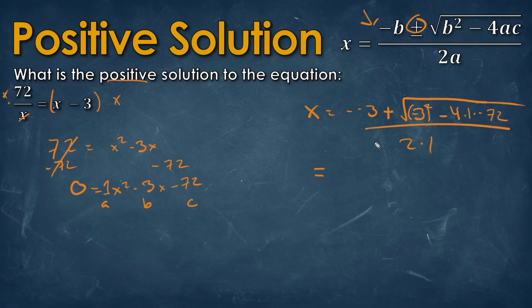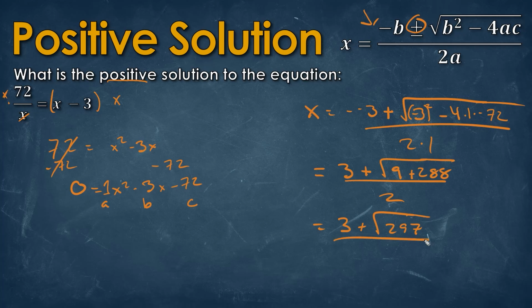Now if we simplify this, we're going to get a negative and a negative, so that's going to be positive 3 plus the square root of 9 minus, and another minus will make that positive, 4 times 72, which is going to get us 288, all over 2. We can simplify this more to 3 plus the square root of 297 all over 2, and that would be our answer.